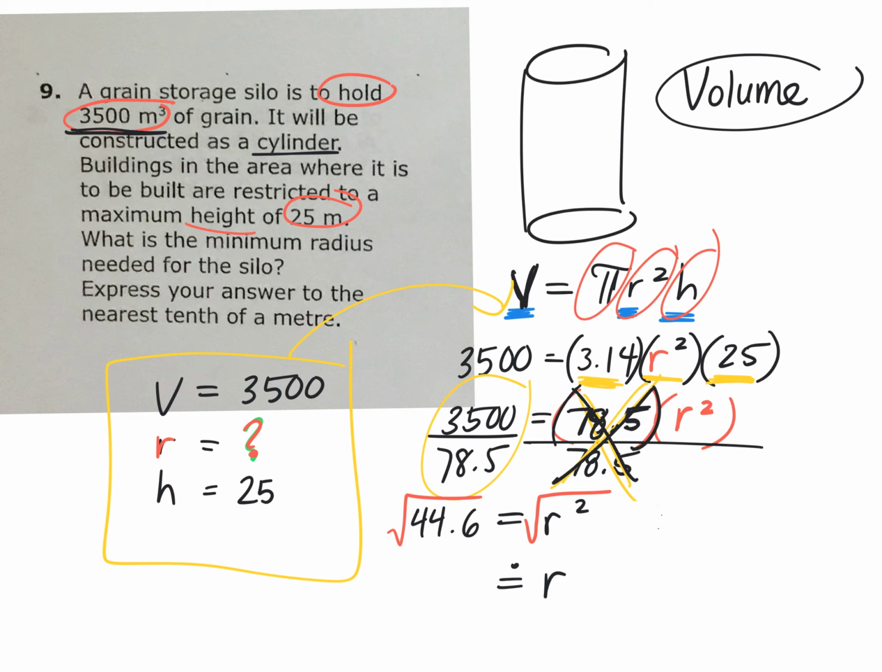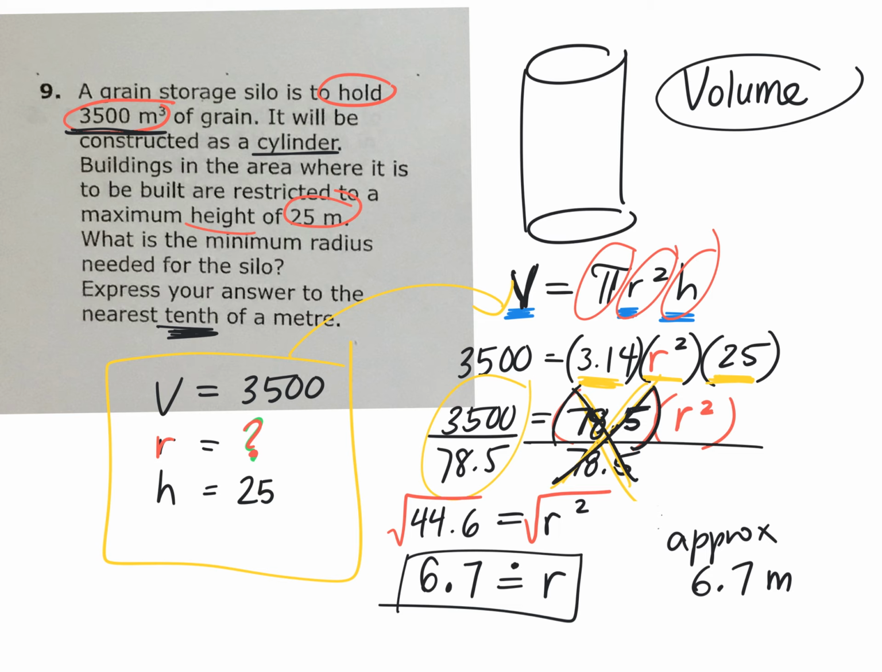6.67. Hold on. So let's round it to 6.7. Actually, you know what? It does say to the nearest tenth. So the radius would be approximately, to the nearest tenth, 6.7 meters. So if I were to label this, it would be 6.7 and 25. And you can actually go backwards and see if you were to plug these numbers into your formula, your answer should be 3,500, right?